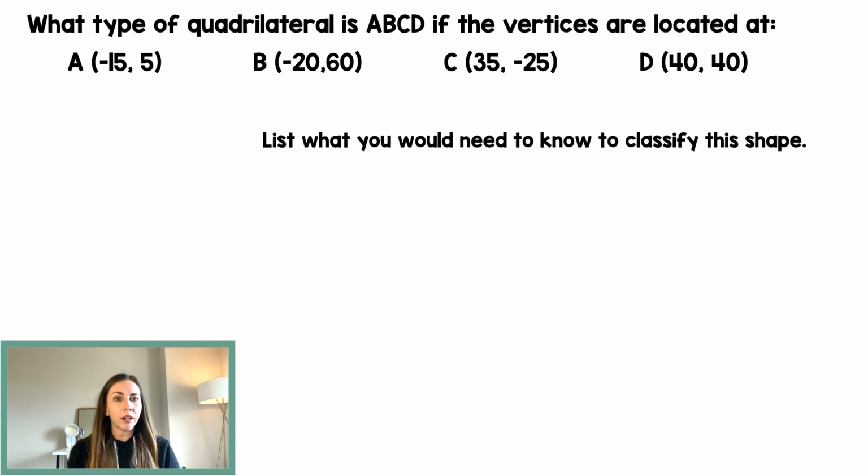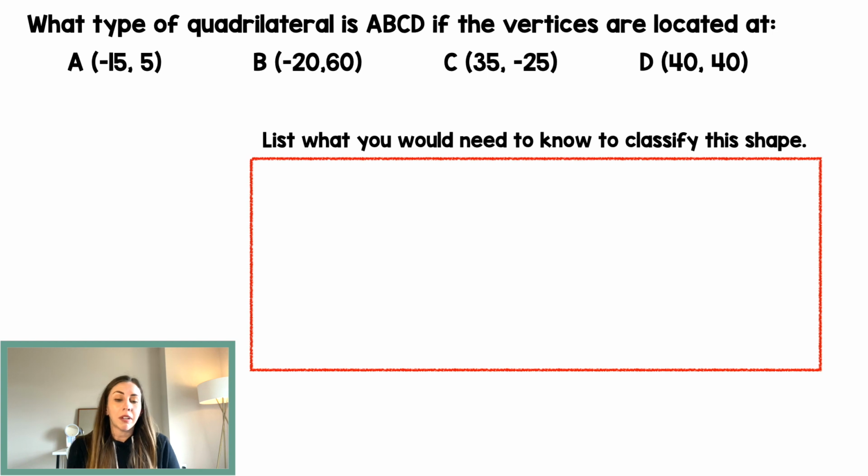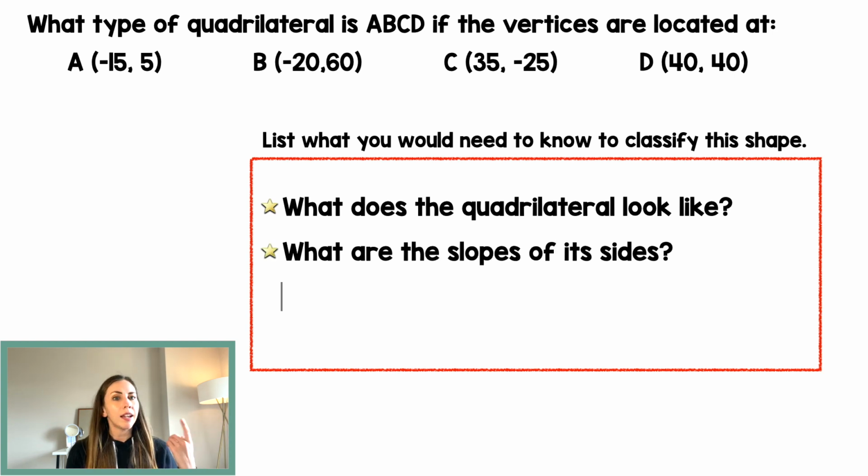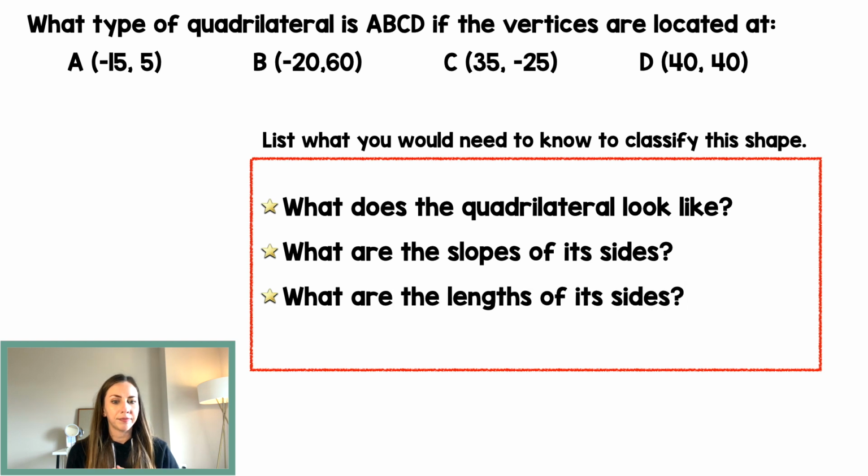Just like before, on your capture sheet, you're going to begin by listing what you need to know to classify this shape. Take a moment and make a list of everything you'd like to know. Just like the triangle, you'd probably like to know what this quadrilateral looks like. Just picturing it on the grid is helpful in terms of ruling things out or making a guess about what type it is. We also want to know what the slopes of its sides are and what the lengths of its sides are.